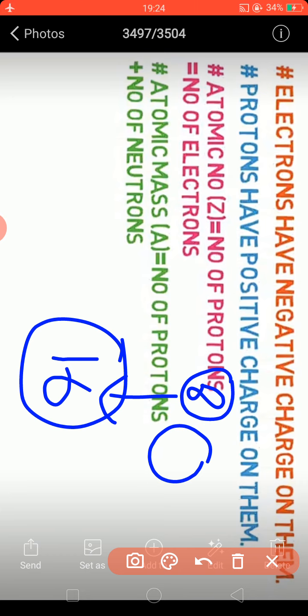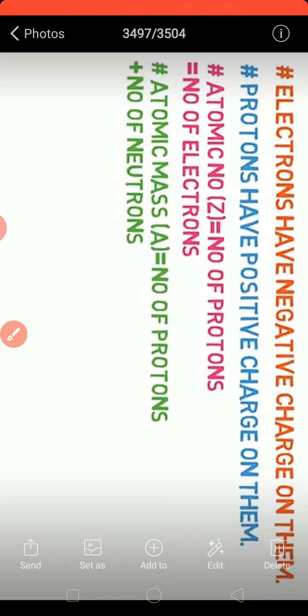But in some cases the atomic mass is more than double the number of protons, or double the atomic number. Why so? Sometimes there are one or two more neutrons present inside the nucleus, because they are uncharged particles and their presence does not affect the stability of the atom basically.